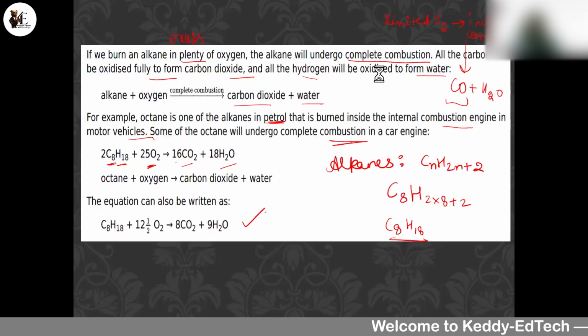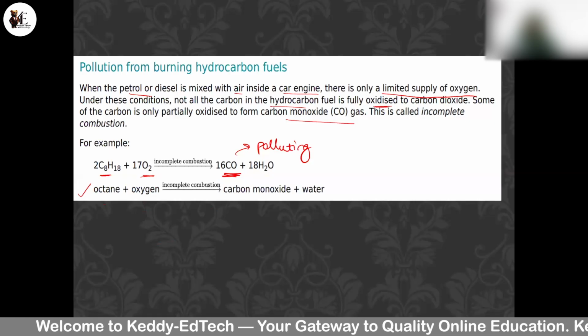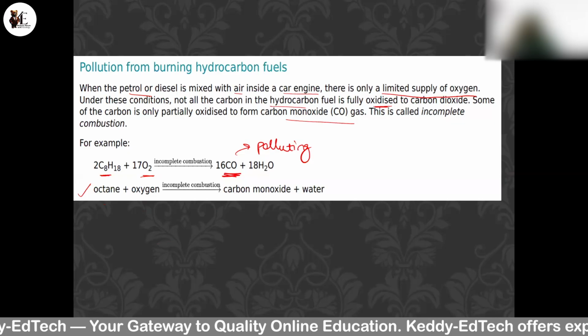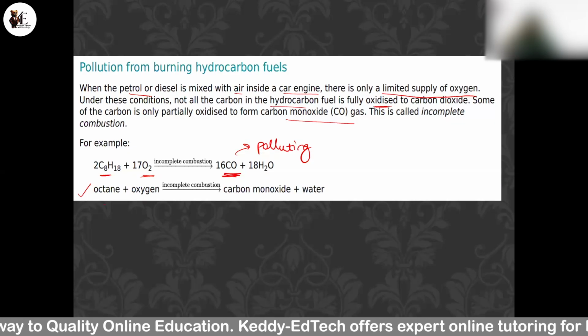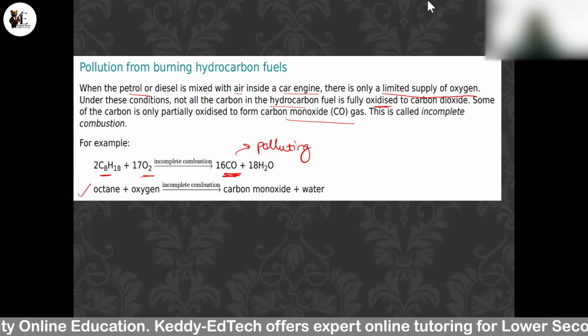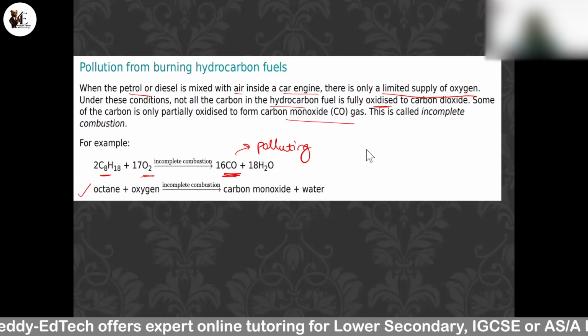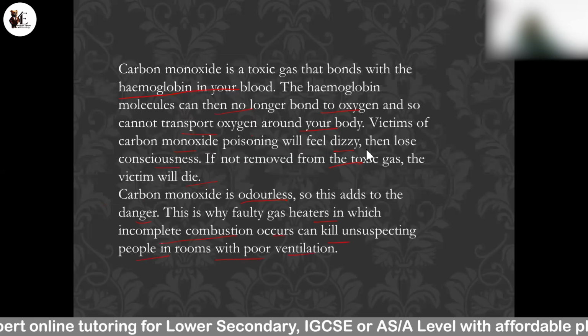We discussed that in complete combustion, carbon dioxide and water are produced from alkanes, and in incomplete combustion, polluting carbon monoxide gas is produced. So you can take a screenshot of this slide. So this is the pollution from burning hydrocarbon fuels, that carbon monoxide gas is released. Another pollution we'll study in the next slide.